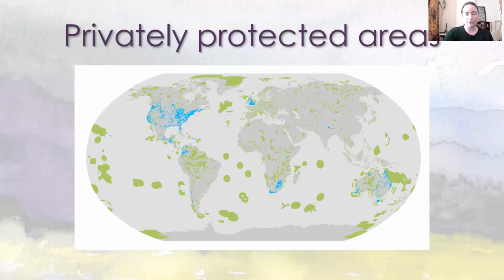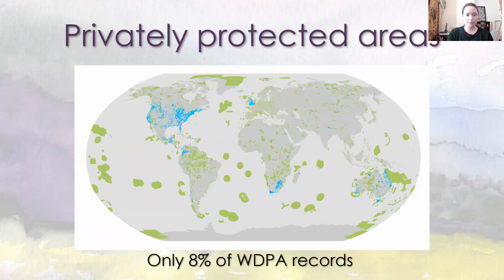So although the WDPA is very up to date for protected areas under the governance of governments, it significantly underrepresents protected areas under other governance types. So for the purposes of this webinar, I'm going to focus on the lack of data on privately protected areas, meaning those under the governance of individual landowners, non-profit organizations, and for-profit organizations. Privately protected areas make up only 8% of the records in the WDPA, and the vast majority of those are confined to just a handful of countries.